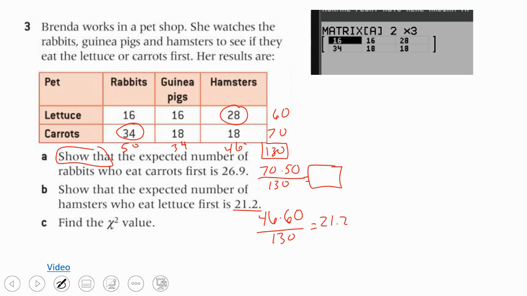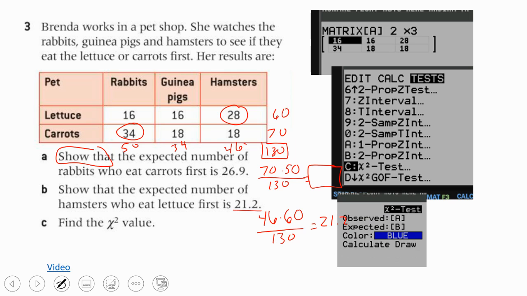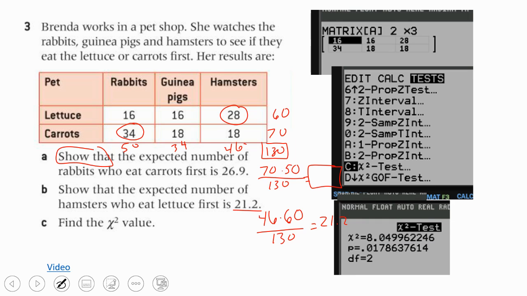Find the chi-squared value. The way you do that is your calculator. You enter the values into a matrix. Make sure it matches this. Don't include totals. Go to stat tests, go down to chi-squared test. Make sure it says A, whatever you put them in, is the observed, B is the expected. Run the test. It gives you a chi-squared value of 8.05.